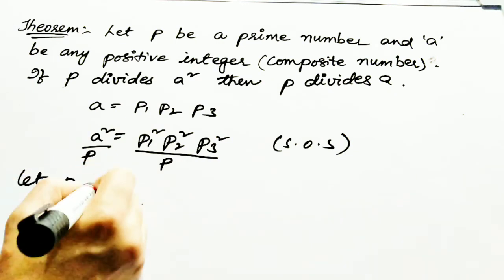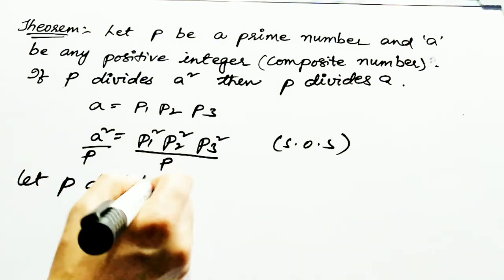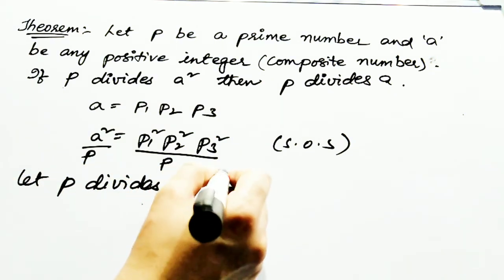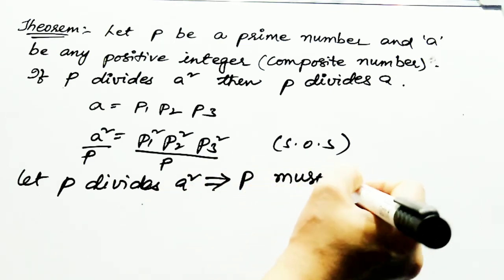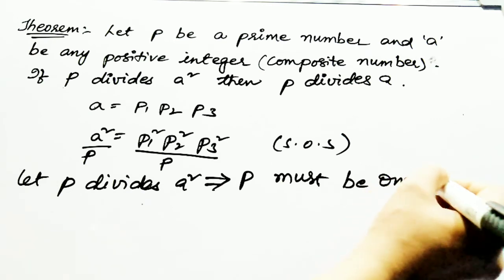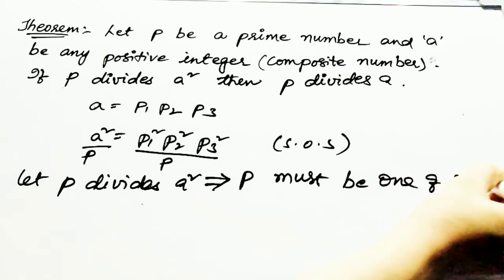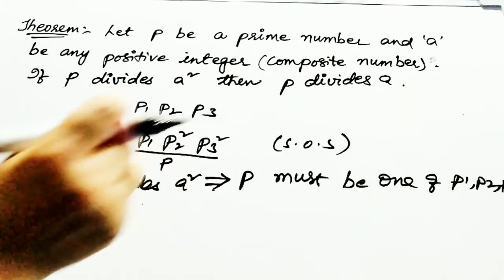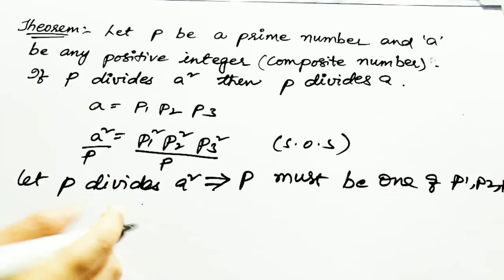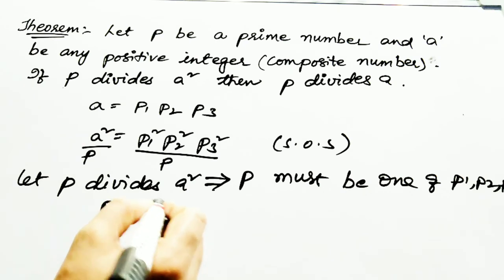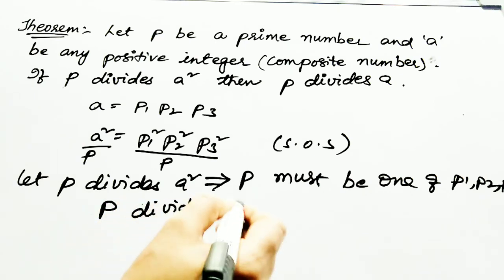Let P divide A square. It means that P must be one of the prime factors P1, P2, P3. Means some of the prime numbers will be cancelled. You can also say that P divides A.